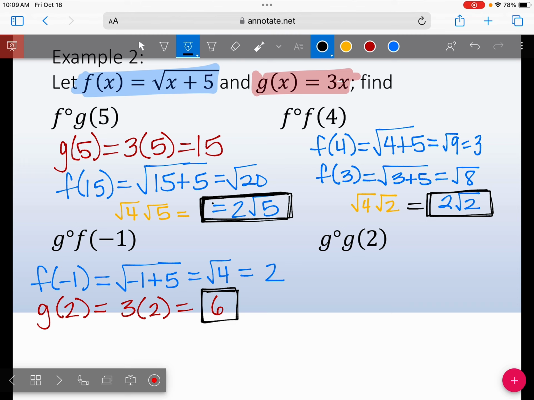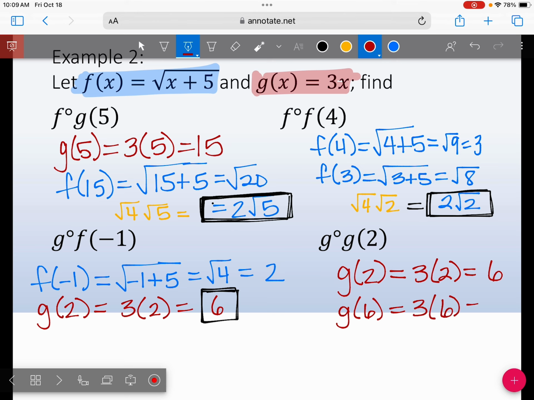And for my last one, I'm using the g function twice. So I'm starting with an input of 2, and I find g of 2. G of 2 would be 3 times 2, and that gives me 6. And now I'm going to take that and substitute it into my g function again. And 3 times 6 is 18.